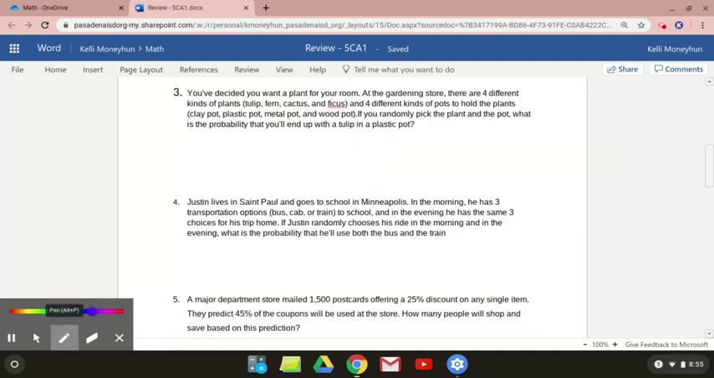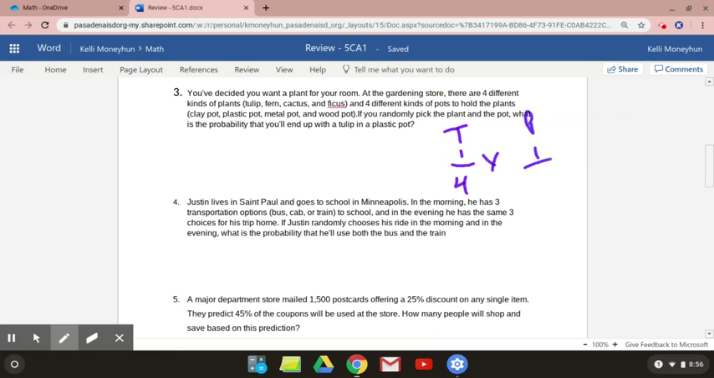All right, next it says you've decided you want a plant for your room. At the gardening store, there are 4 different kinds of plants: tulips, ferns, cactus, and ficus. There are 4 different kinds of pots: clay, plastic, metal, and wood. If you randomly pick a plant in a pot, what's the probability you'll end up with a tulip in a plastic pot? Okay, so when you have multiple probabilities, you're going to multiply. First is the probability of getting a tulip is 1 out of 4, and then getting a plastic pot is 1 out of 4 as well. Go ahead and multiply across.